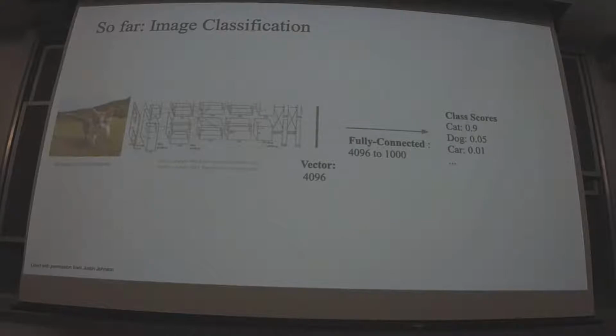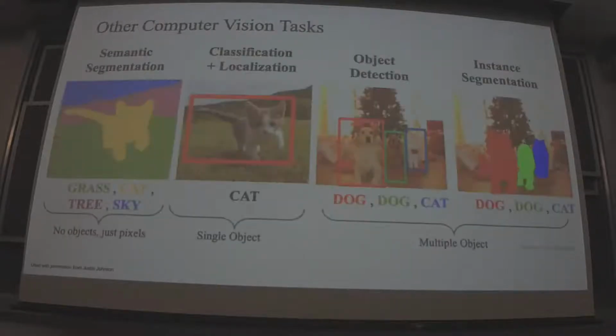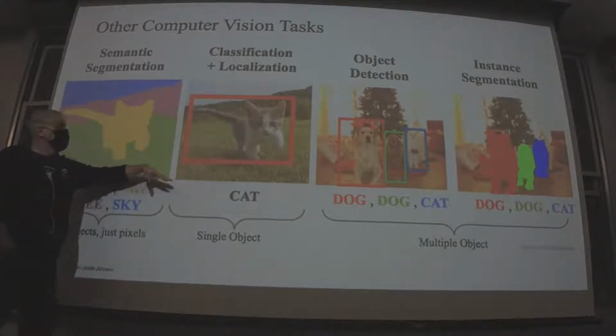So this is what we have been doing. But what we want to do are some of these other really cool tasks. So for instance, semantic segmentation. We'll start talking about this first today. Semantic segmentation is where you basically want to classify each pixel in the image as being part of an object. And so, look at this image right here.